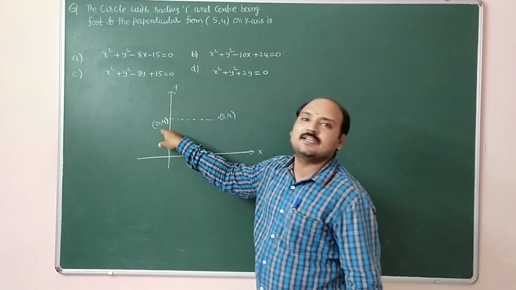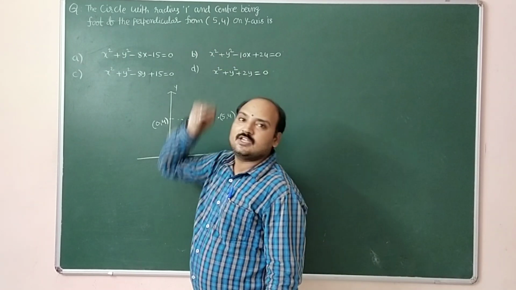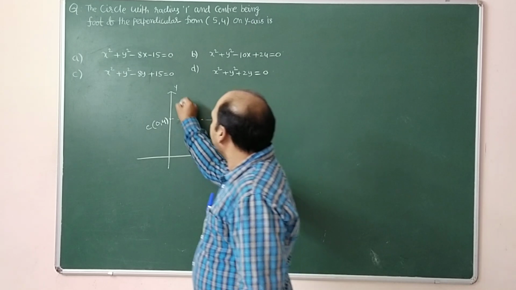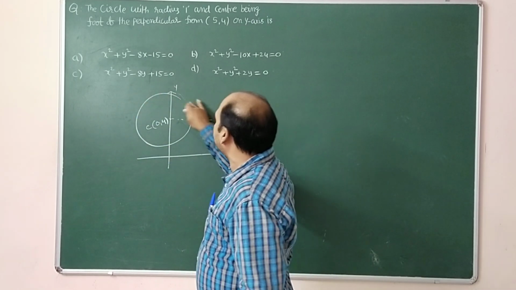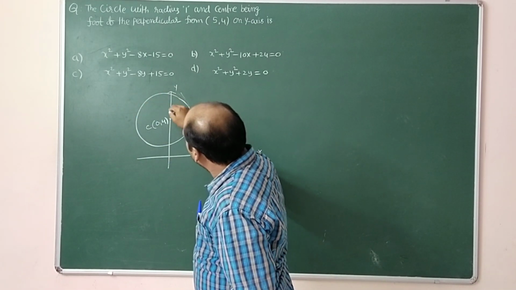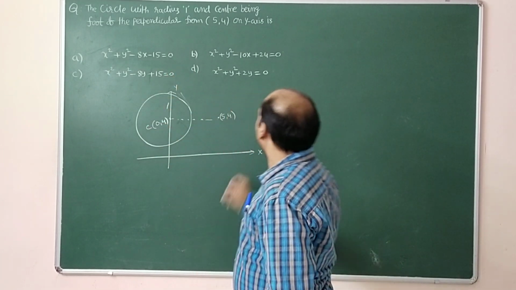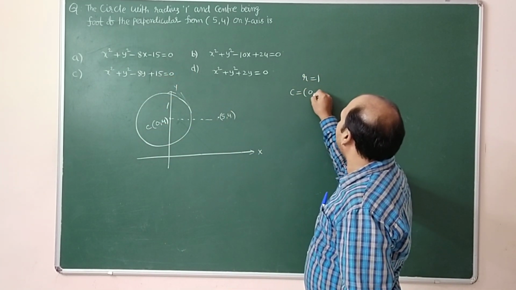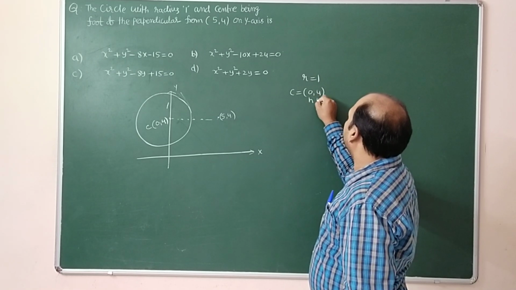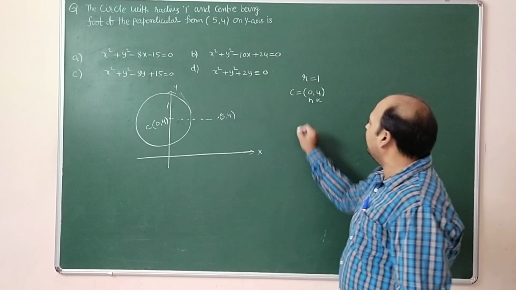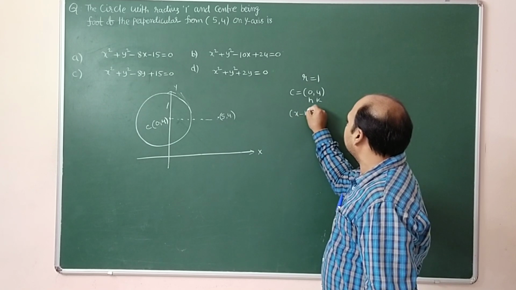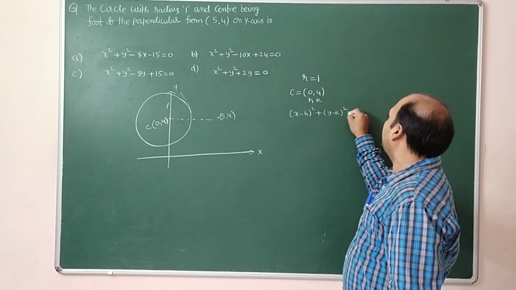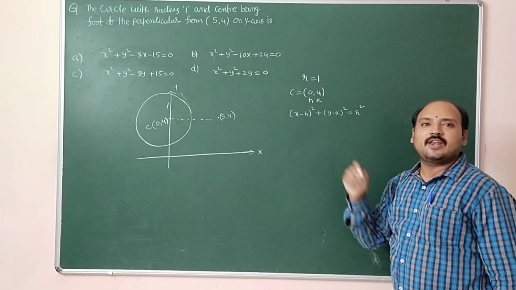So this is being a center and radius is equal to 1. So center is C of 0, 1 and radius is equal to 1 unit. From here to here, radius is 1. So radius r is equal to 1. Center 0, 4, h, k. So the required equation of circle will be x minus h whole square plus y minus k whole square is equal to r square. So substitute directly.